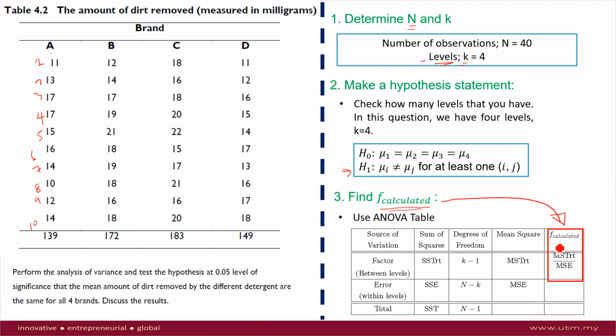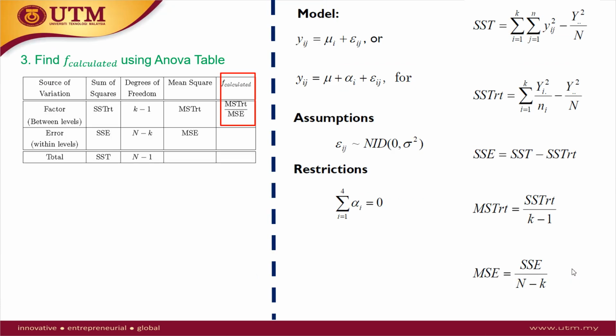Okay, so to find the value of f calculated, this is the formula: MSTRT, you should divide it by MSE. So how to find the value of MSTRT and MSE? To find the value of MSTRT and MSE, you need to use this formula. So how to derive these formulas? These formulas are shown in your textbook, but you don't have to derive them. You just directly use these formulas.